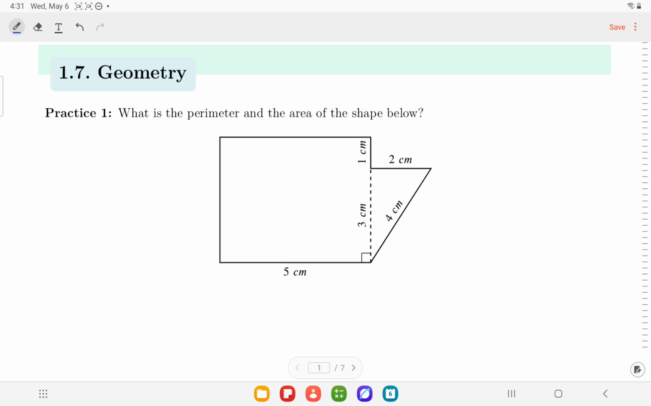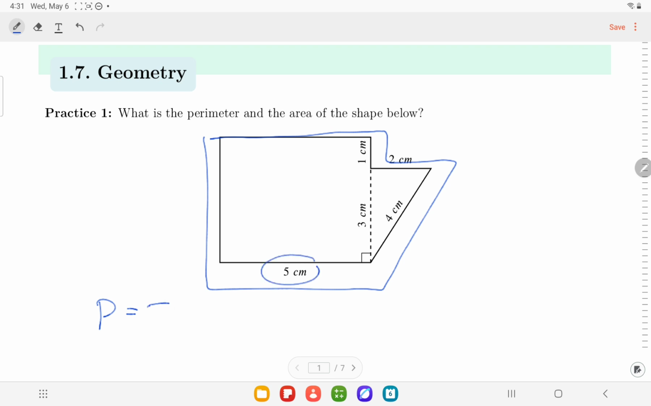This lesson is going to focus on geometry, so we're going to be looking at perimeter and area of shapes. The perimeter is the length of the lines that surround a two-dimensional shape, so it would be adding all of these sides together. In this case, the perimeter would be this 5 here plus this side, which is 4 centimeters because it's 1 plus 3. And then this side is 5.